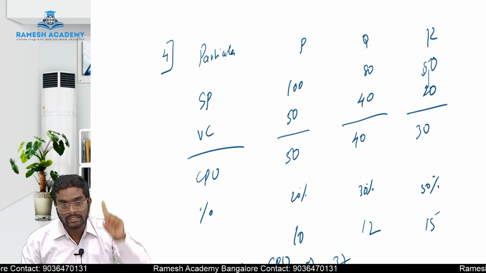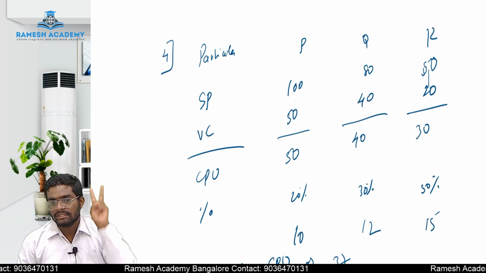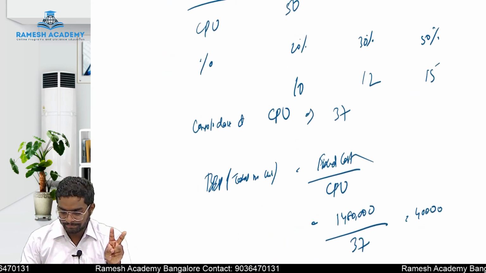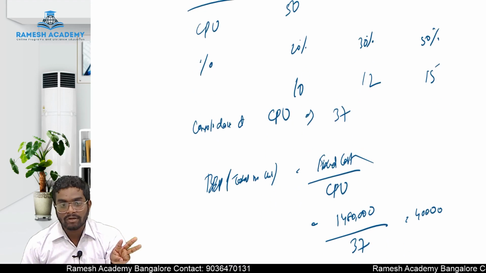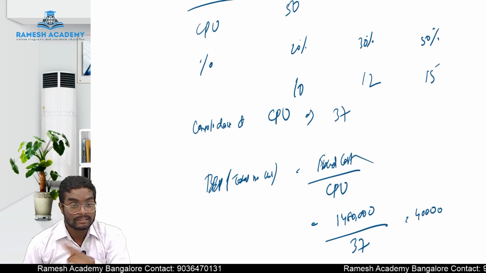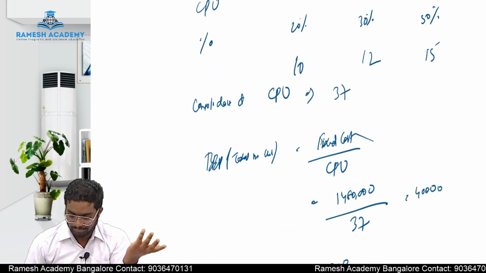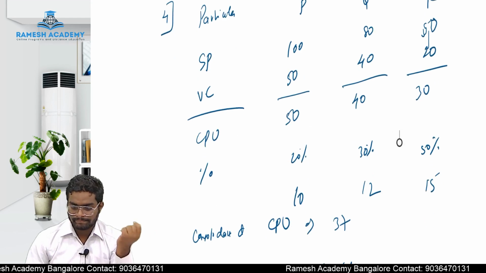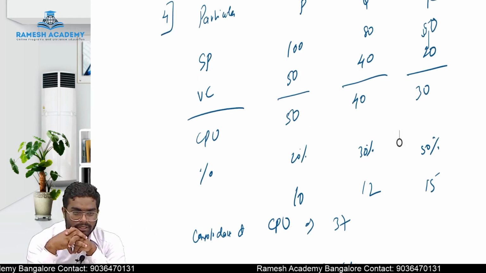So that is what I am telling you. First calculate the contribution per unit, then calculate the consolidated contribution per unit, then calculate the BEP number of units, then distribute it. Simple. So please copy. We have completed the fourth one as well.